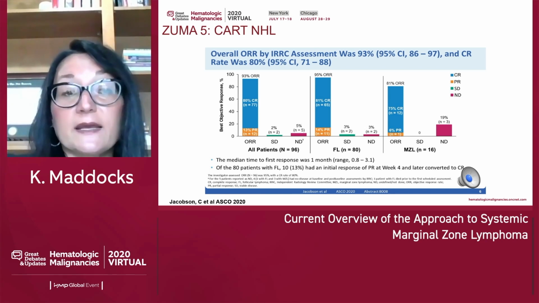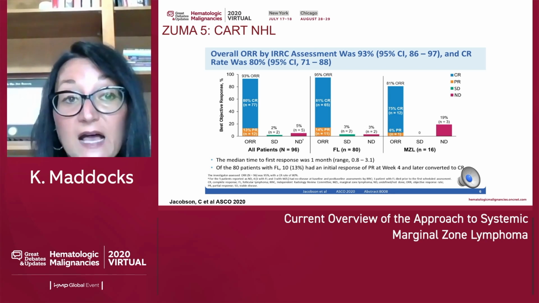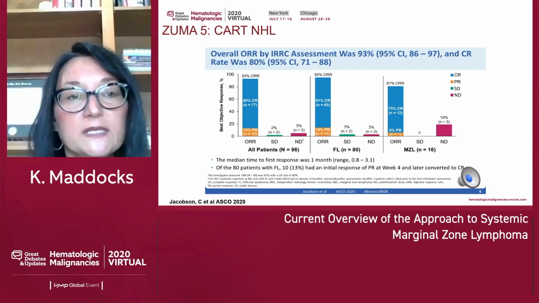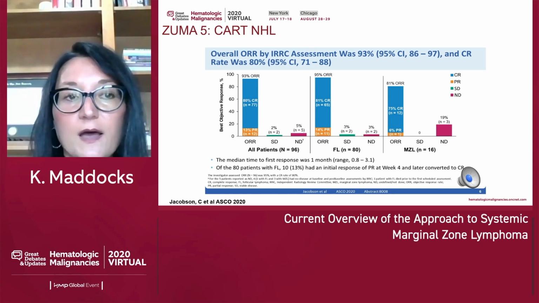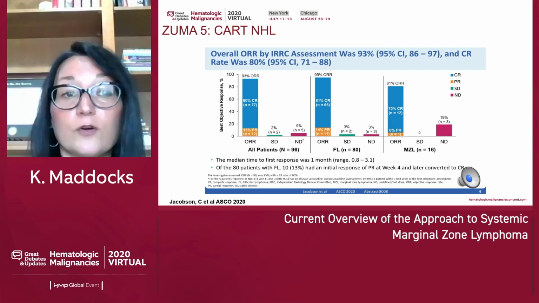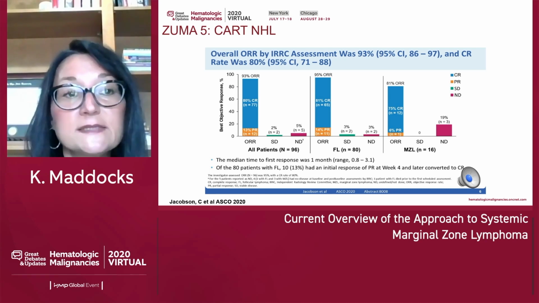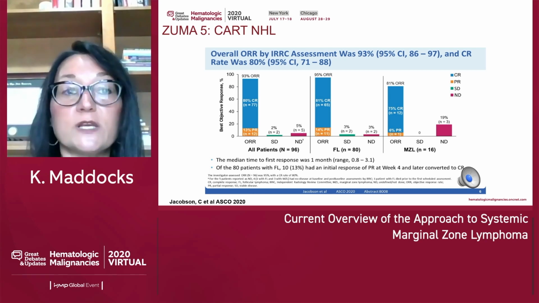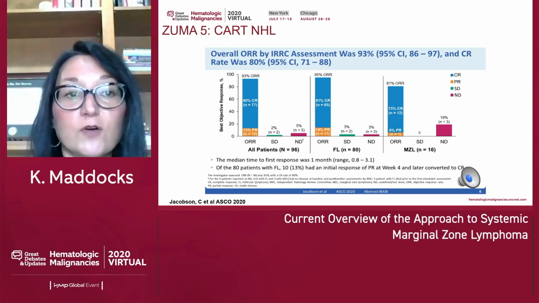Lastly, I'm going to touch on chimeric antigen receptor T cells in non-Hodgkin's lymphoma and specifically marginal zone lymphoma. So we know that chimeric antigen T cell, or CAR T, therapy has significantly changed the way that we're able to treat refractory aggressive lymphomas, with approval in relapsed diffuse large B-cell lymphoma for patients who are unable to get to transplant or progress after.